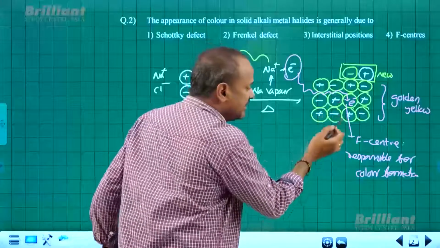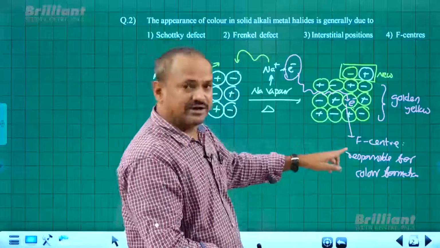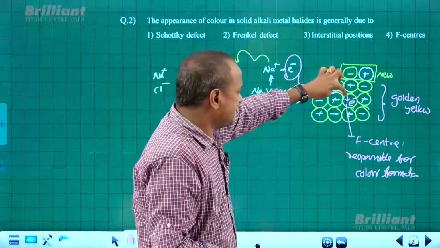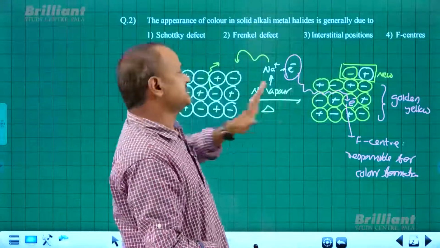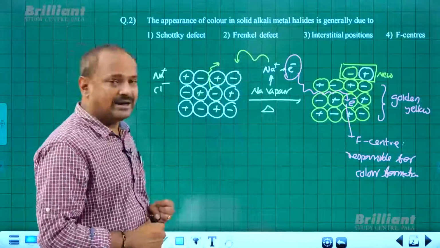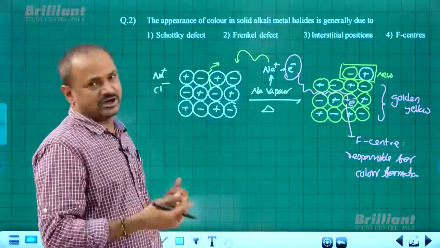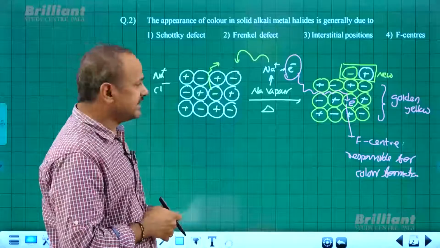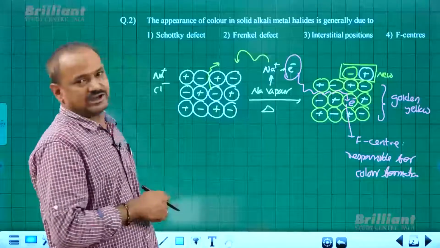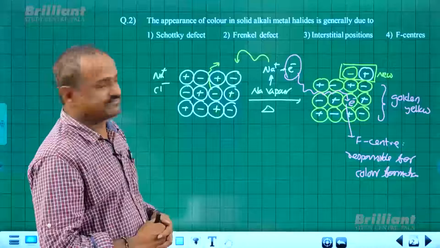That place is called the F center, because F center comes from Farbe, which means color formation in German. That is why the F center occupied by electrons is responsible for color formation in all these alkali metal halides. Similarly, KCl gives violet color. Lithium salt gives lilac, that is crimson red color. Potassium gives violet color. Sodium gives yellow or golden yellow color, because of the same reason: F centers for the color formation.